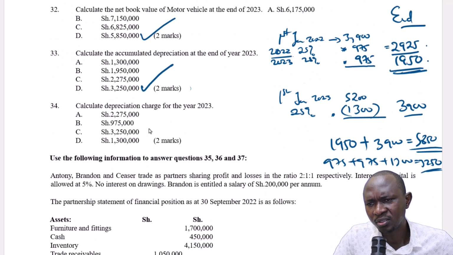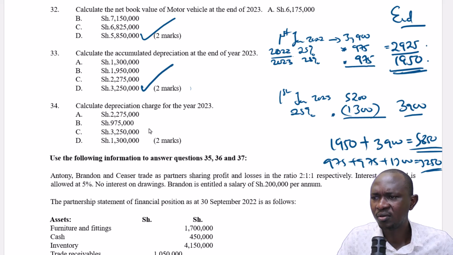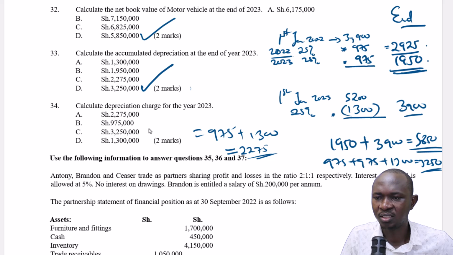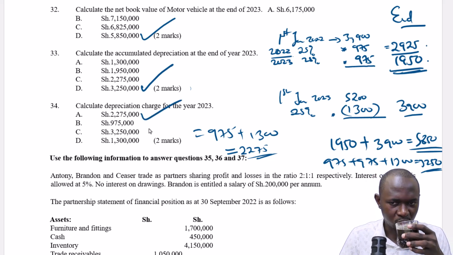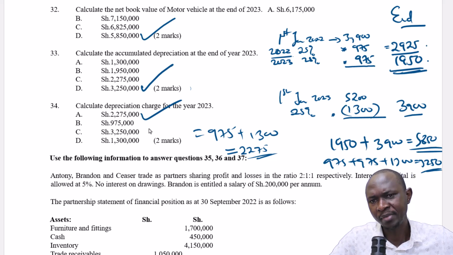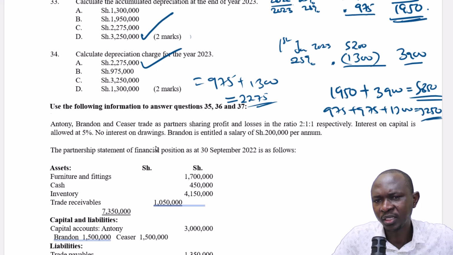Calculate depreciation charge for year 2023. Year 2023 will simply be 975 for vehicle A plus 1,300 for vehicle B. This one will give us 2,275. That is the figure of depreciation. We have it here. So answer A. A will be the answer. So thank you. Let's move on.